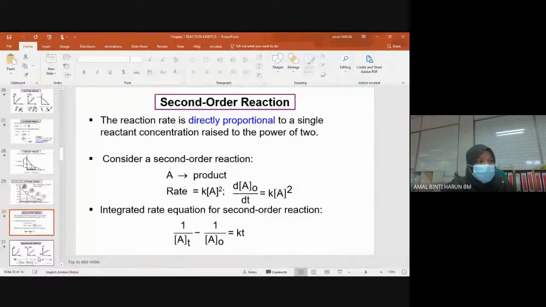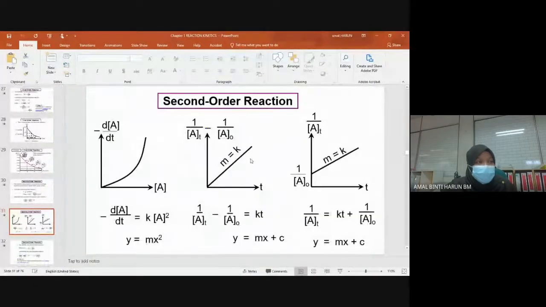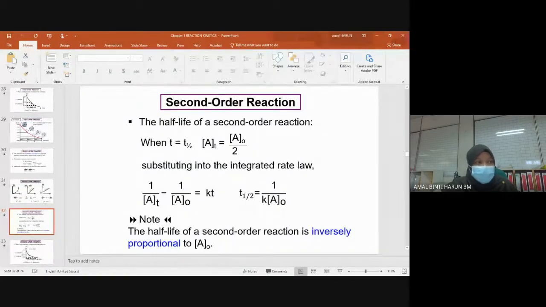First order. Okay, kita tengok second order. Bila second order daripada integrated, 1 over A versus T dapat garis lurus. Dan kita tengok dia punya half-life. Integrated, kita derive kepada half-life formula. Dia dapat half-life 1 over K A initial. Okay. Ataupun you nak hafal tu tak apa. So, 1 over A initial, kita lihat dia punya hubungan adakah dengan pengurangan concentration yang daripada yang asal tu memberi kesan kepada half-life.